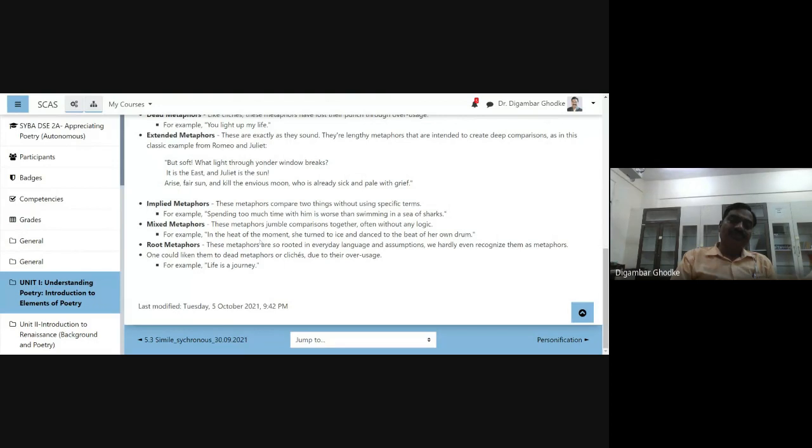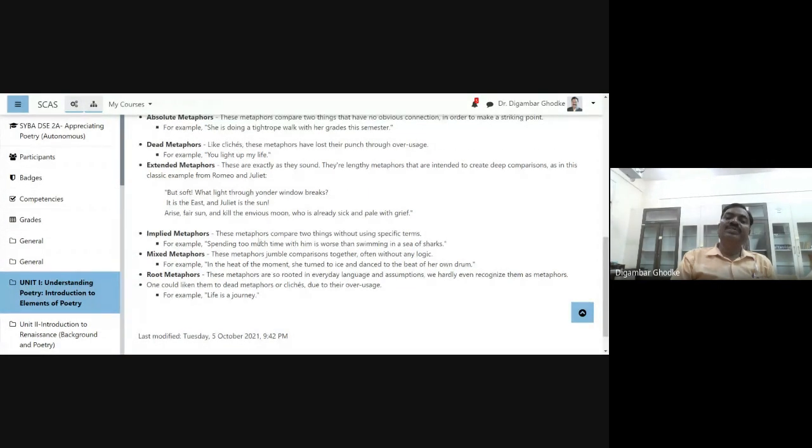Mixed metaphors. In mixed metaphors, we have jumbled comparisons together. And actually, there is no logic in this comparison. For example, in the earlier examples, we saw logic. For example, swimming in a sea of sharks. Sharks are very dangerous sea animals. They can attack us. There is a logic in this comparison. But in mixed metaphors, there is a confused comparison. For example, in the heat of the moment, she turned to ice and danced to the beat of her own drum. Now we fail to understand what the poet is trying to convey here.